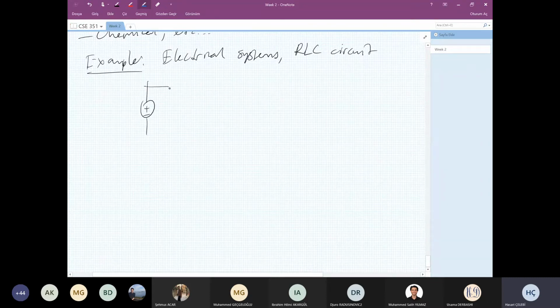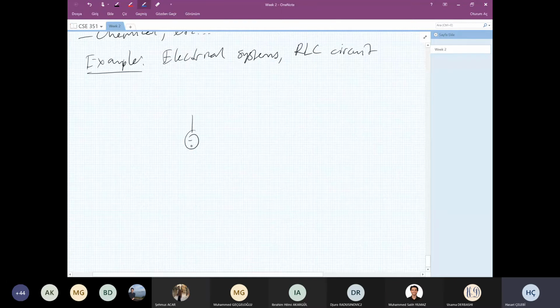And this is the inductance. This is the resistance. And this is the capacitance, the capacitor. Okay, so, all right, I'm going to erase it and redraw it, guys.